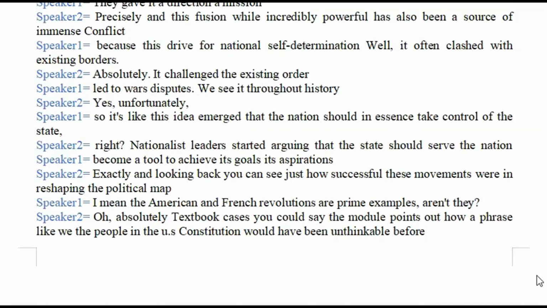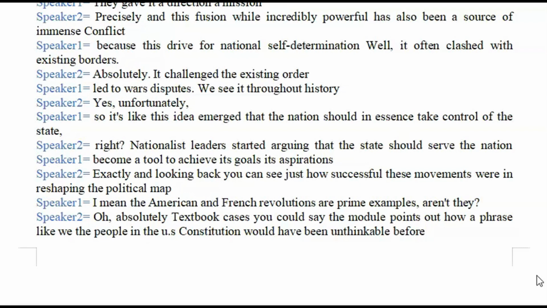Led to wars, disputes. We see it throughout history. Yes, unfortunately. So this idea emerged that the nation should, in essence, take control of the state. Nationalist leaders started arguing that the state should serve the nation, become a tool to achieve its goals, its aspirations. Exactly. And looking back, you can see just how successful these movements were in reshaping the political map.